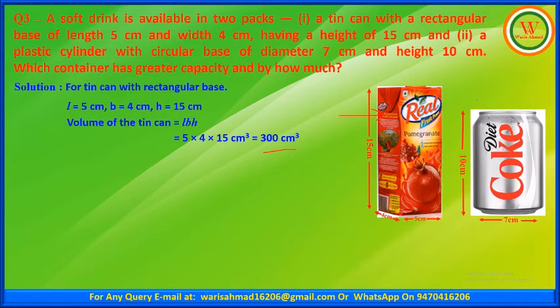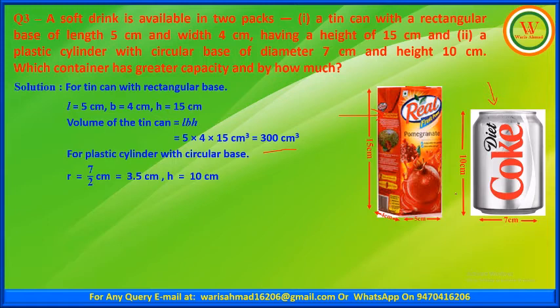After that, we will consider the second pack whose base is circular. Diameter of the base is given 7 centimeter. Hence, the radius will be equals to 3.5 centimeter and the height is given 10 centimeter. So here we can write for plastic cylindrical pack with circular base, radius is equals to 7 upon 2, that will be equals to 3.5 centimeter, and height is equals to 10 centimeter. Since it is cylindrical in shape, that's why we have to use the formula pi into r square into h. So here we can write volume of plastic cylinder will be equals to pi r square into h.